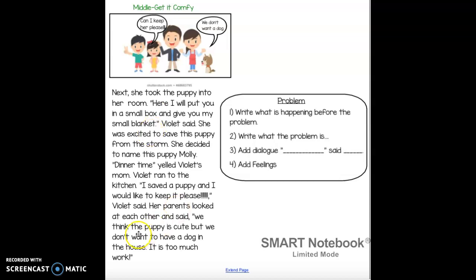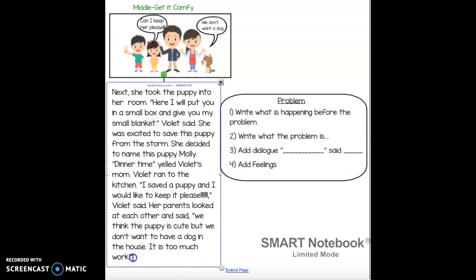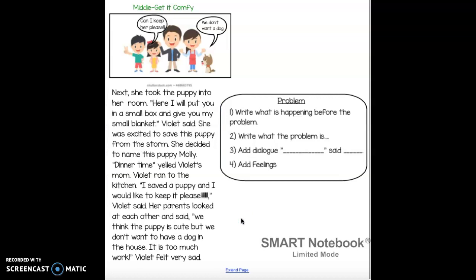How do you think she feels? Violet felt very sad. Now, this is just the middle of the story. Next time there's a writing lesson, you'll be writing the end. So today you're just going to write the middle of the story, okay?